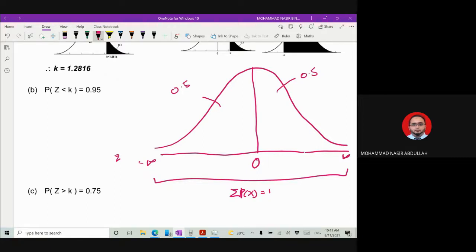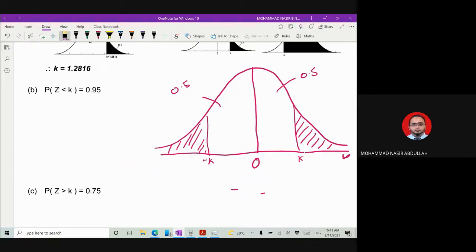So whatever area to the right is also equal to the area to the left, provided it has the same value. Right? That's why I already emphasize the characteristic of normal distribution again and again. This is the basic concept of standard normal distribution. Right?